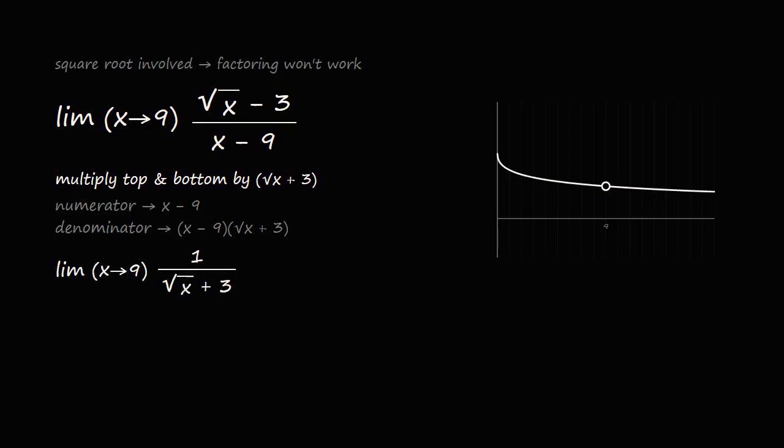Cancel the x minus 9. The limit, as x approaches 9, of 1 over the square root of x plus 3 equals 1 over 3 plus 3, which is 1/6. The conjugate trick works because it turns a square root subtraction into a difference of squares, which almost always produces a factor that cancels the 0 in the denominator.